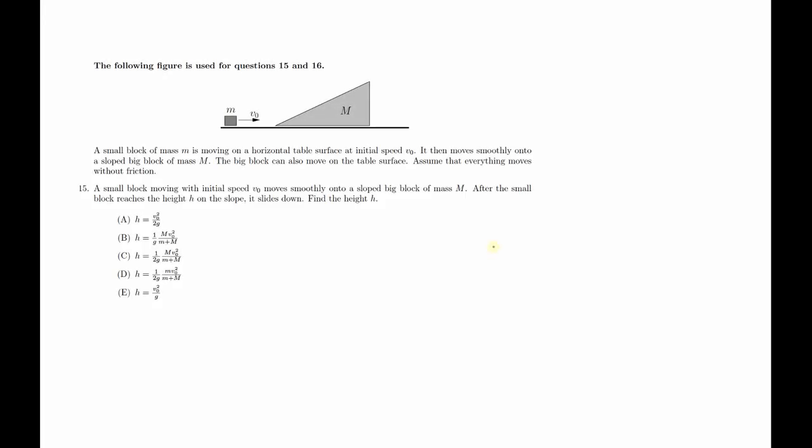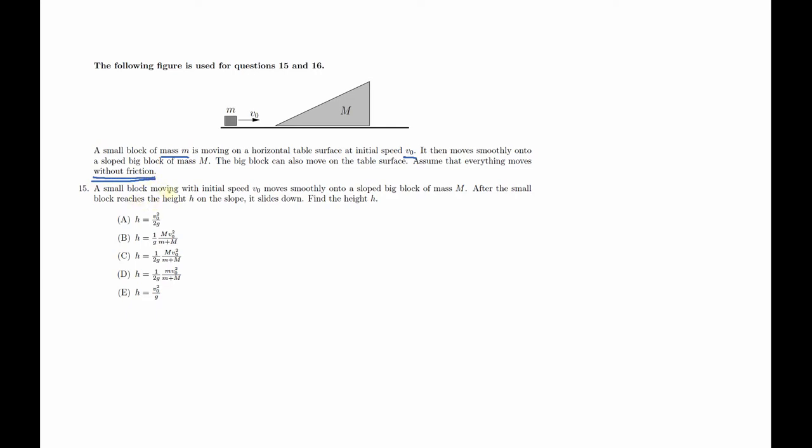The following figure is used for questions 15 and 16. A small block of mass m is moving on a horizontal table surface at initial speed V0. It then moves smoothly onto a sloped big block of mass M. The big block can also move on the table surface. Assume that everything moves without friction.